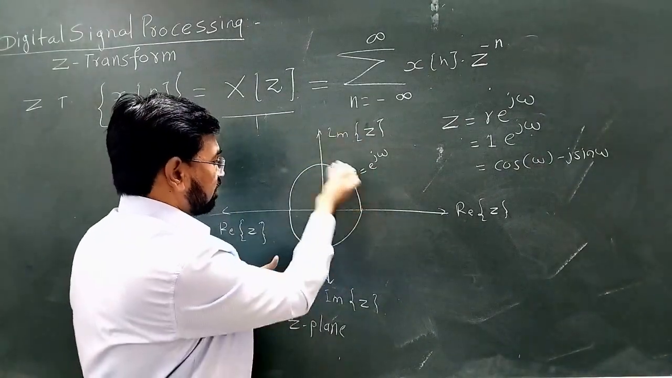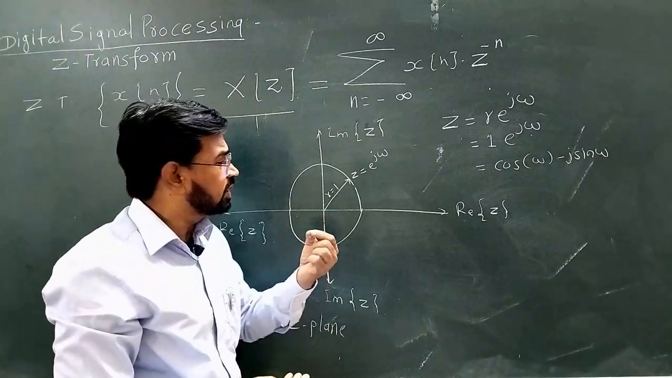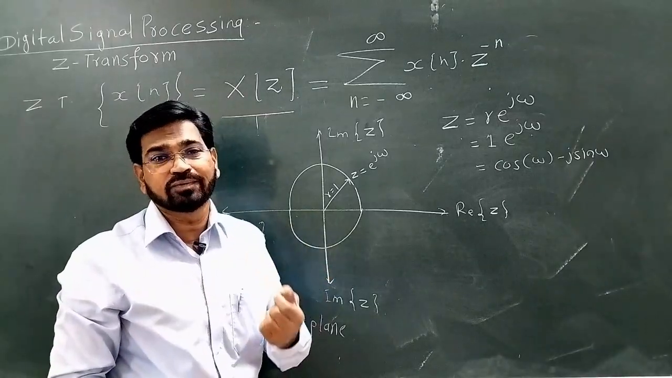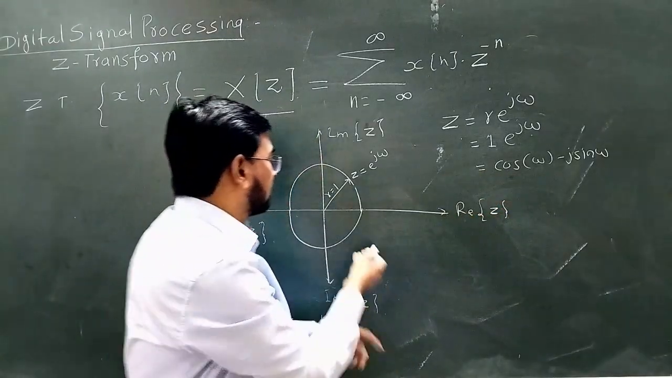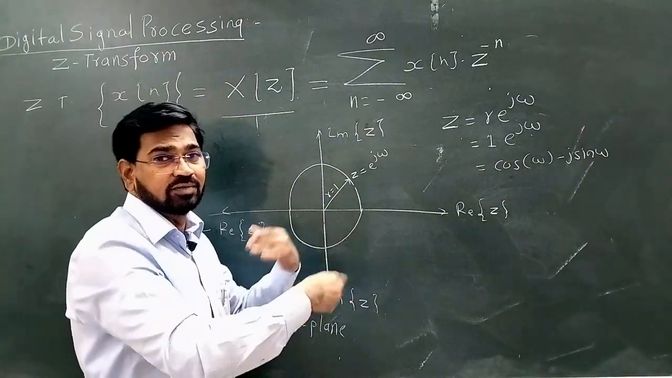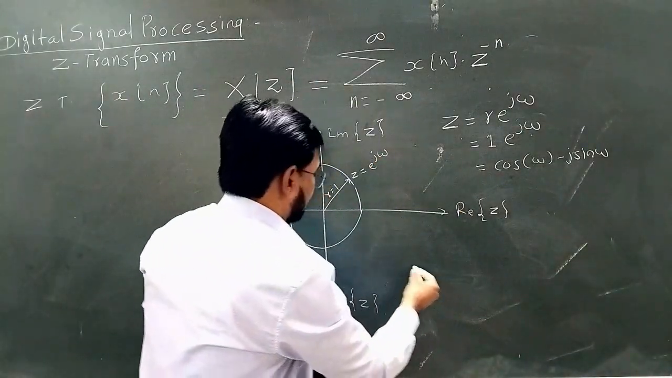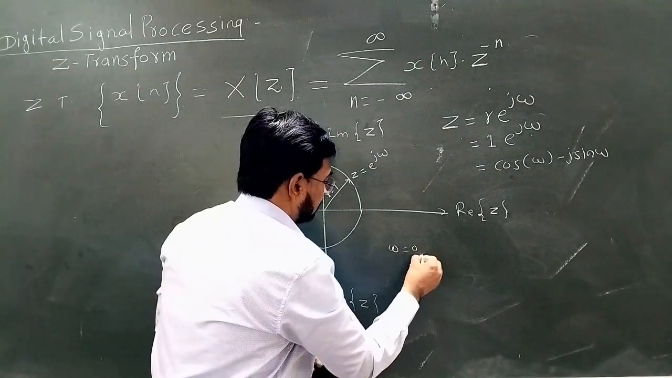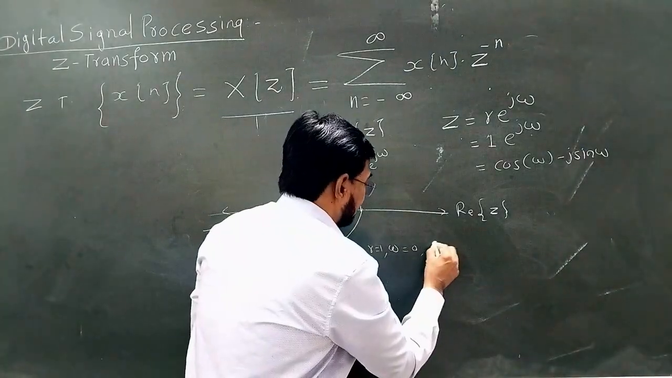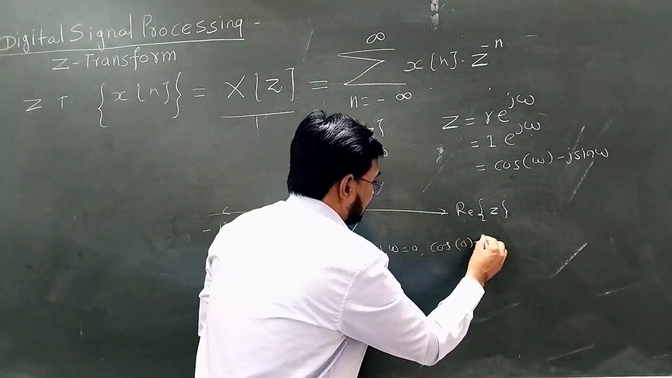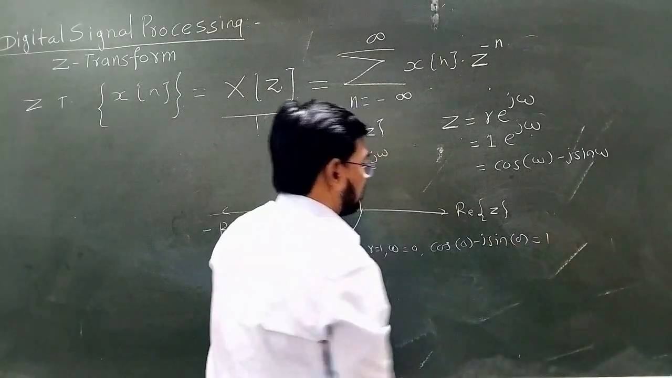Now, what happens with the circle, or when e raised to j omega? What is omega here? Omega is the angular frequency in radians and its value changes. If you use this equation, you can obtain different values, and we can locate the different points in the unit circle. If omega is 0, R is equal to 1, so this equation will be cos of 0 minus j sin of 0.